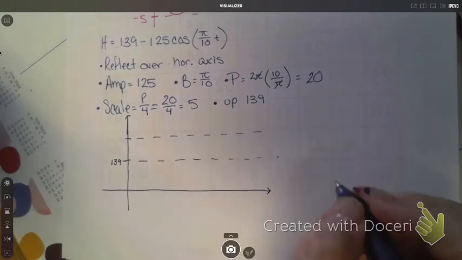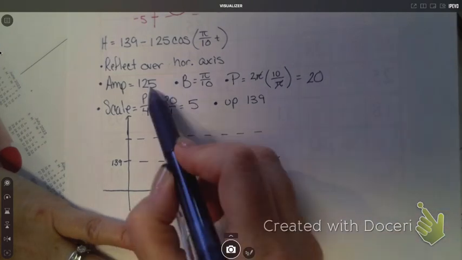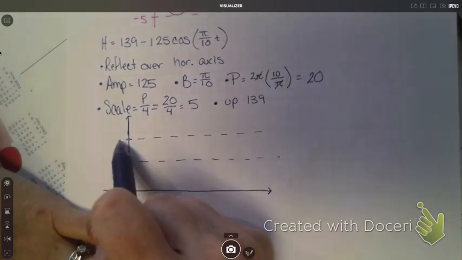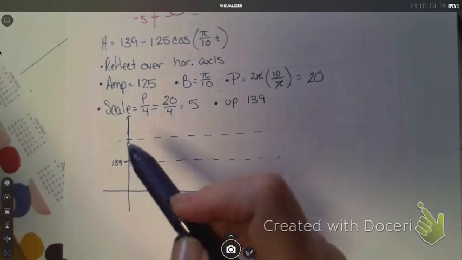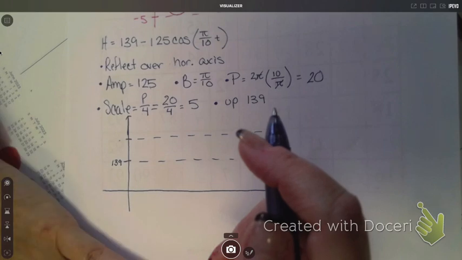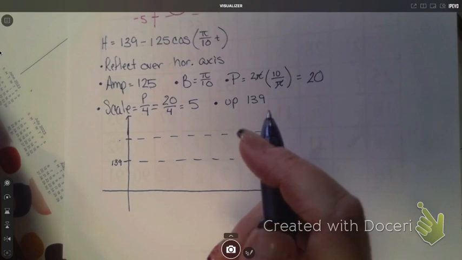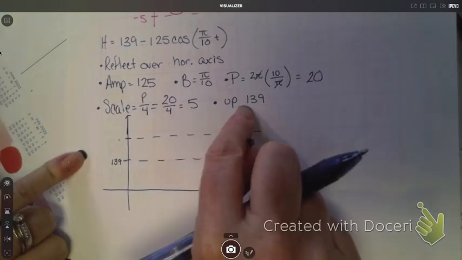Okay, so what's my amp? 125. So how do I get this number? 139 plus 125. So 184. 264? Yes, 264. Yeah. 125 and 139?